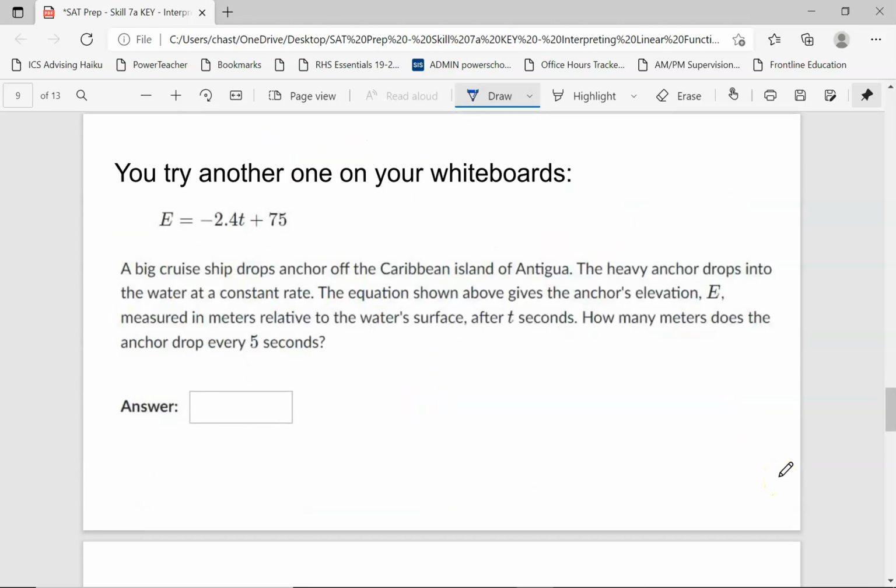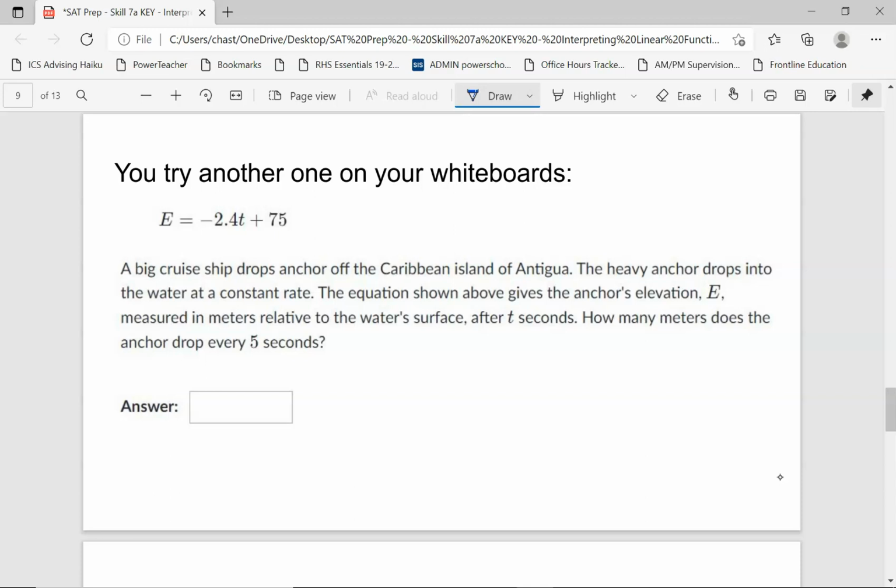How about this one? A big cruise ship drops anchor at the Caribbean island of Antigua. The heavy anchor drops in the water at a constant rate. The equation shown above gives the anchor's elevation E, measured in meters, relative to the water's surface after T seconds. How many meters does the anchor drop every 5 seconds?